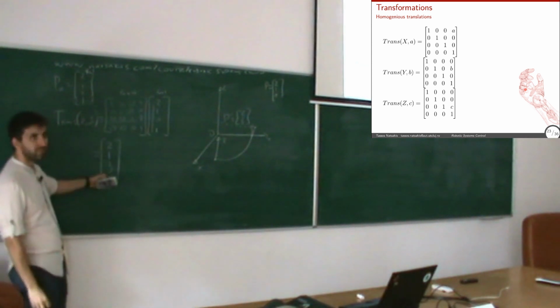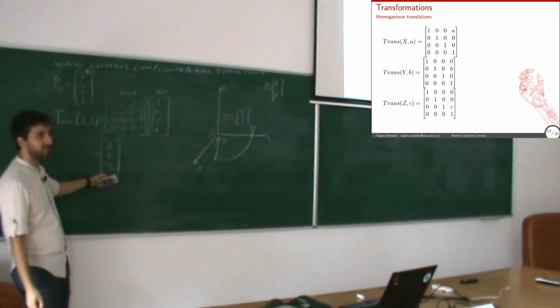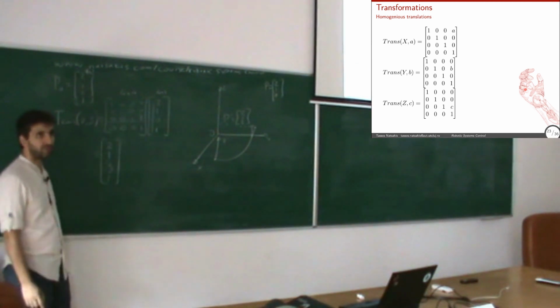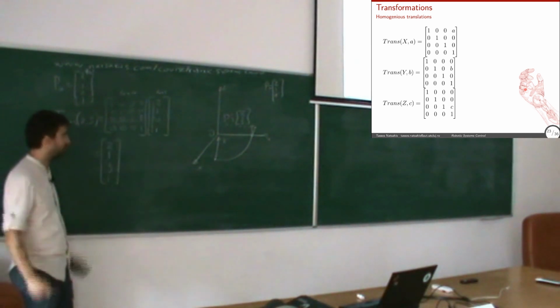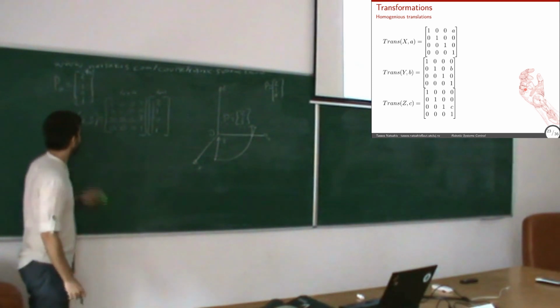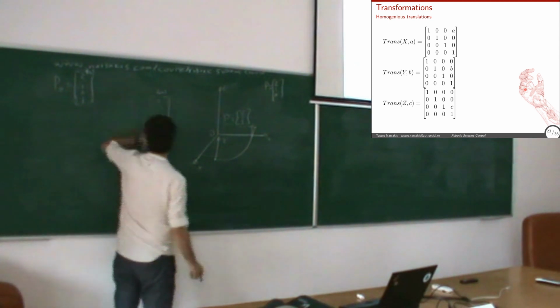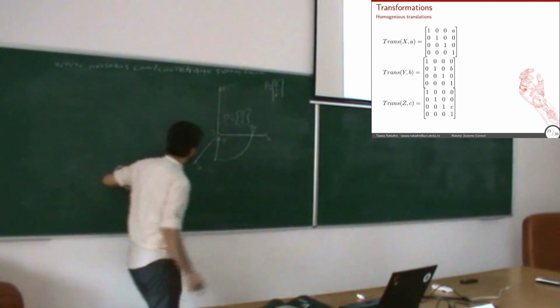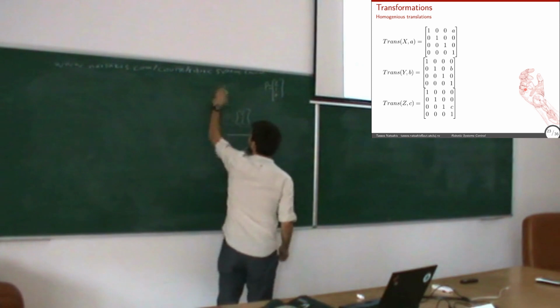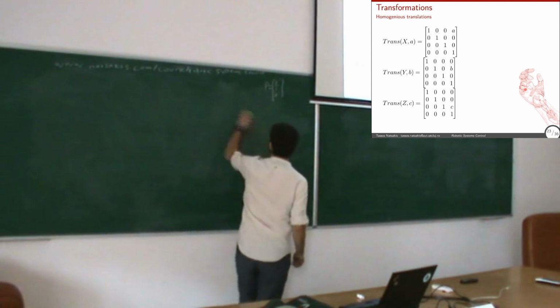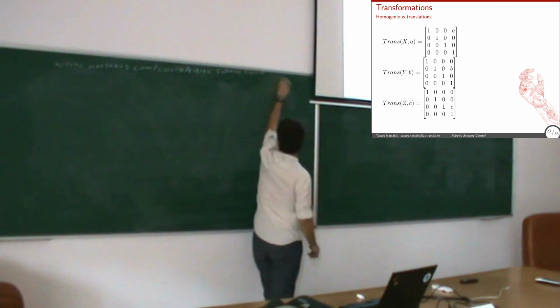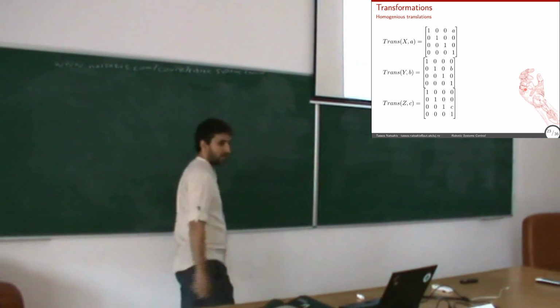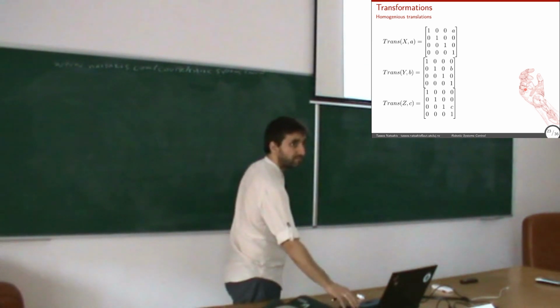So what are the coordinates of the point after we apply this transformation? What we expect. Okay? Is it clear to everybody?